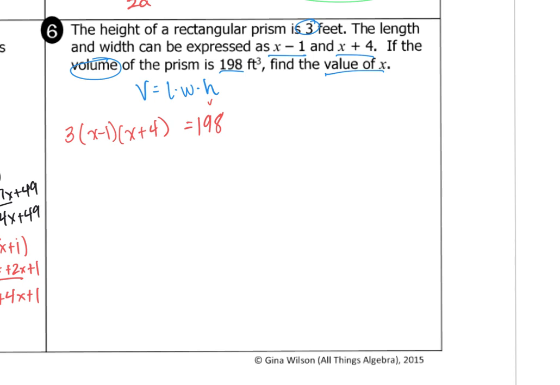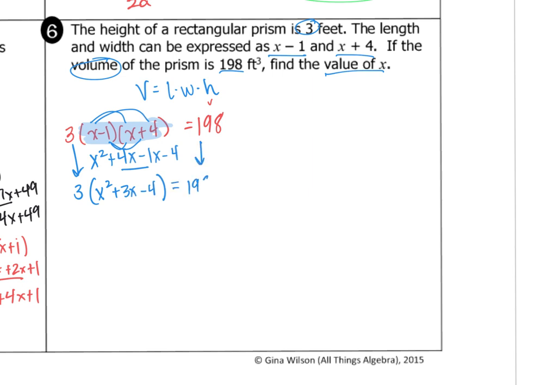So we're going to have to do this in pieces. If you have more than two pieces that are being multiplied, we have to section it out. So I'm going to FOIL first. When I FOIL, we get x times x is x squared, x times 4 is 4x, minus 1x, and then we get minus 4. We're going to combine our middle two to get x squared plus 3x minus 4. That's all going to be in parentheses still because we have the 3 that needs to be distributed inside, and we're still equal to 198.